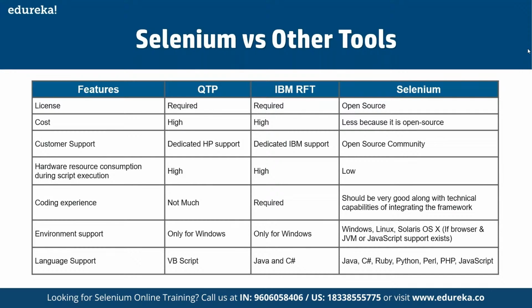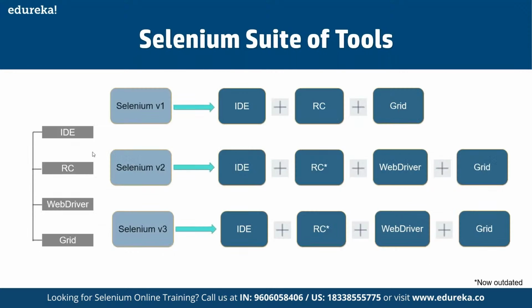Now, in terms of the Selenium suite of tools available, we have IDE, we have RC, Grid, and then we have WebDriver. So IDE is what? IDE is basically a Firefox plugin. So we have these four components: IDE, RC, WebDriver, and Grid. In the Selenium first version, only IDE, RC, and Grid were available. In the second version, WebDriver was introduced, and in the third version, again, they have simply improvised it.